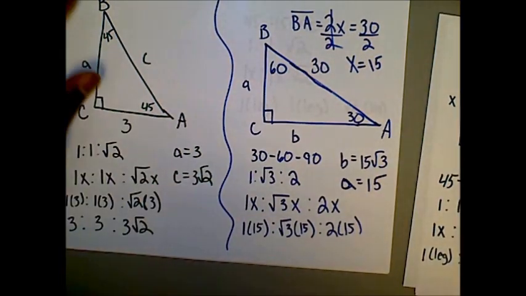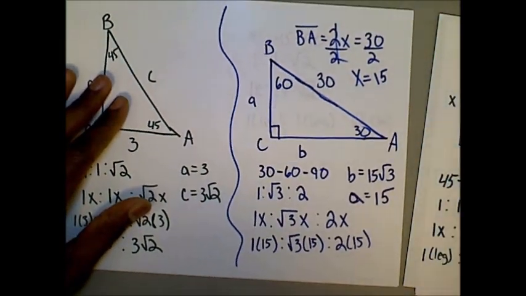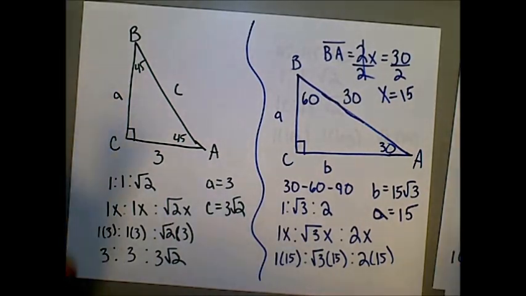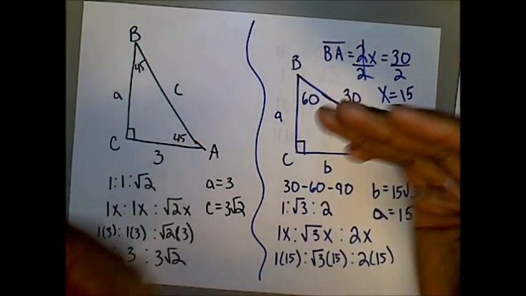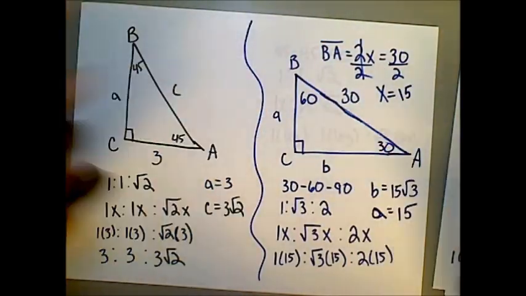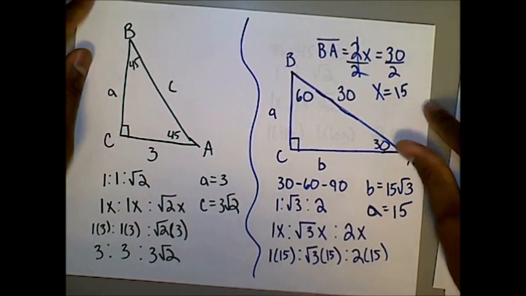That's how we go about solving special right triangles. We take advantage of this ratio. We're going to do another video where we won't know the measure of the hypotenuse, and we'll try to find the measure of one of the sides by setting up the ratios.